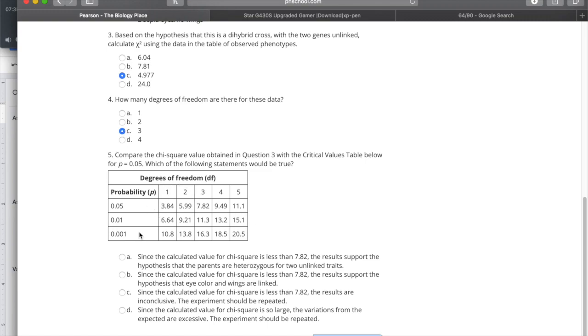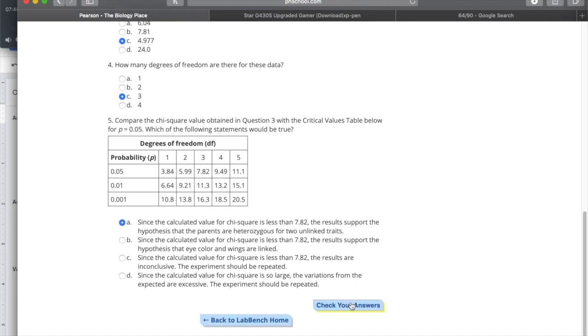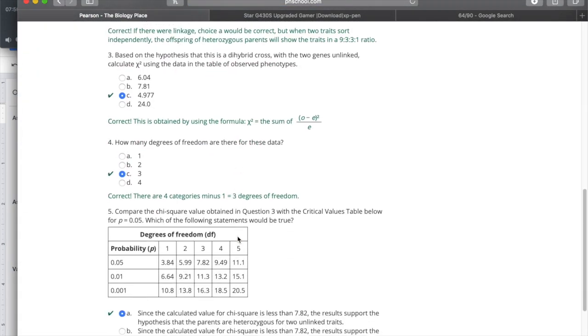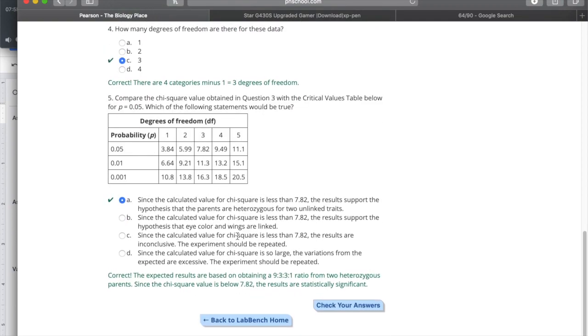And for this question, A says, since the calculated value for chi-square is less than 7.2, the results support the hypothesis that the parents are heterozygous for 2 unlinked traits. And that's exactly what we just found at the end there. So we'll select that as well. Check our answers. And sure enough, we are all good.